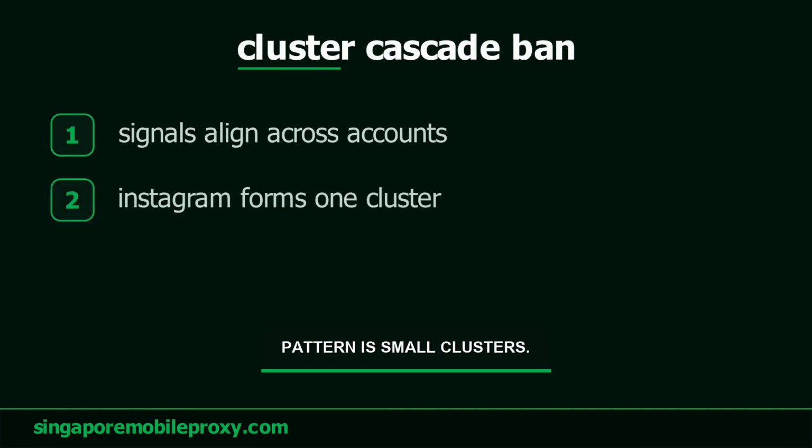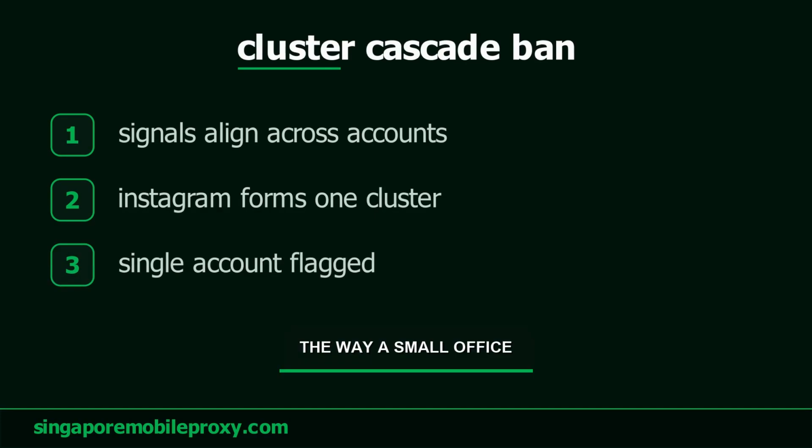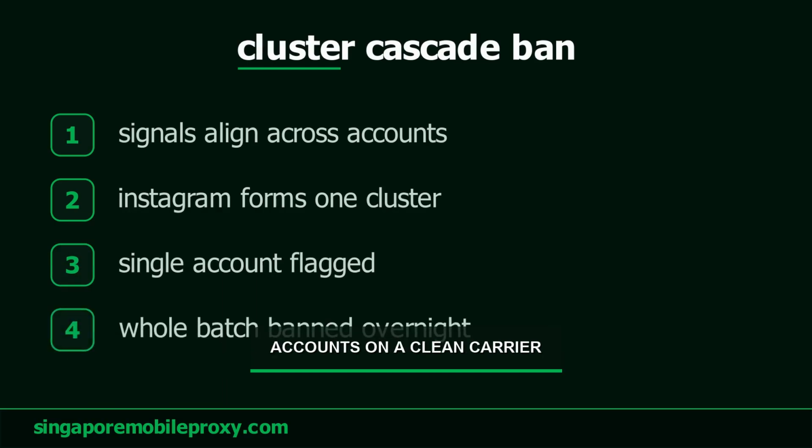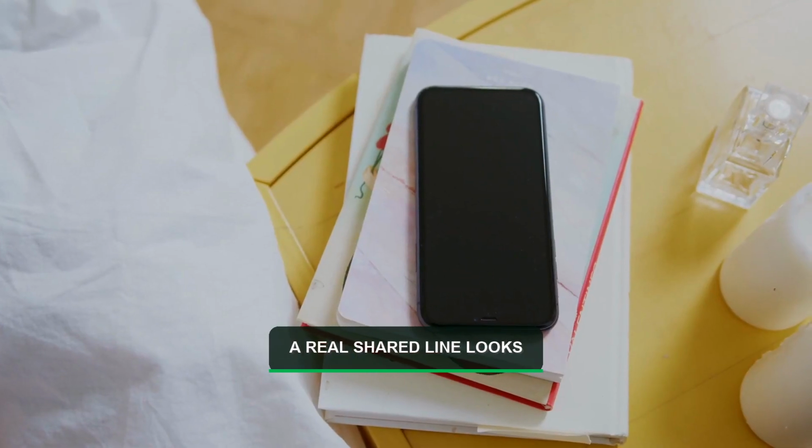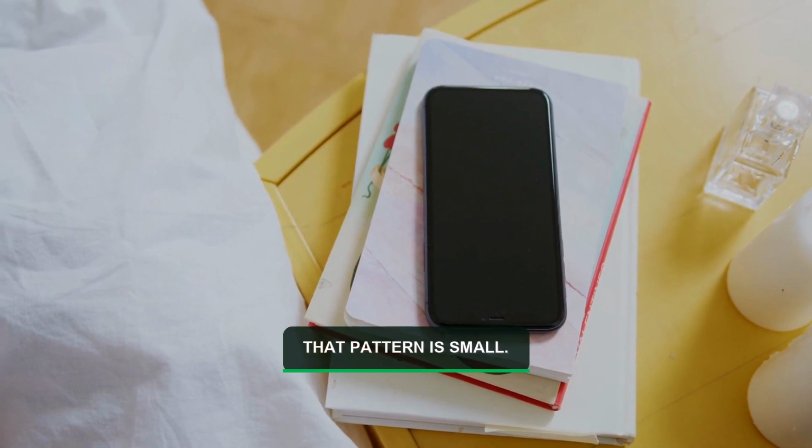The first pattern is small clusters. You put a handful of low-value accounts behind one sticky IP, the way a small office or a household shares one mobile connection. 3 or 4 accounts on a clean carrier IP looks completely normal, because that is exactly what a real shared line looks like. The key word in that pattern is small.